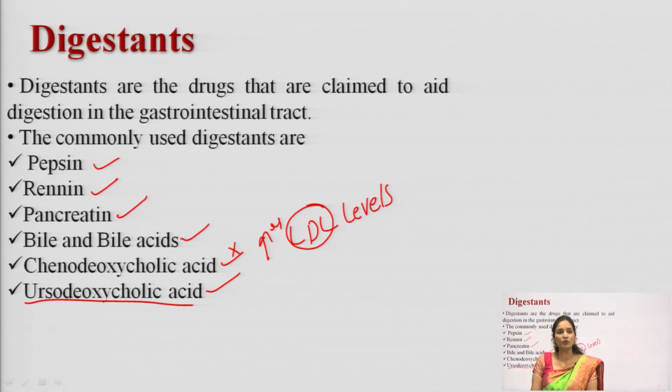What are the drugs you can use as digestants? Pepsin, renin, pancreatin, bile and bile acids, chenodeoxycholic acid, ursodeoxycholic acid. These are the drugs which fall under digestants. So, these are the drugs which will improve digestion, right. So, we will discuss one by one here. Pepsin.